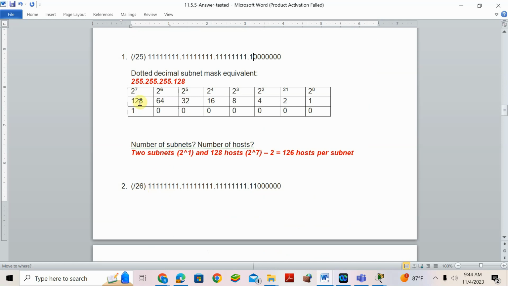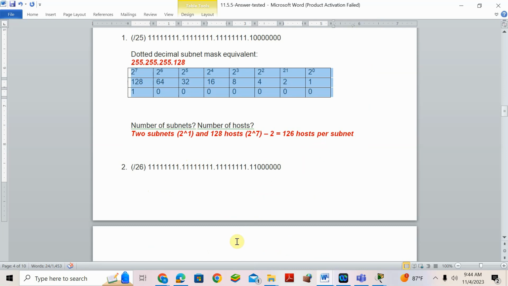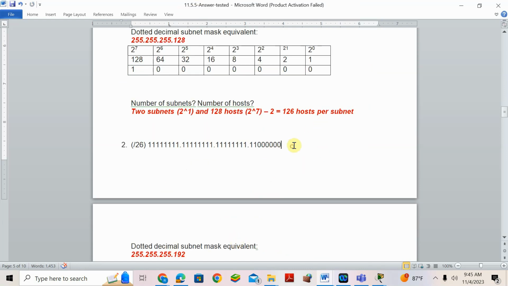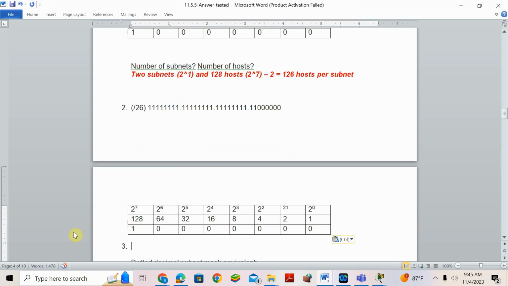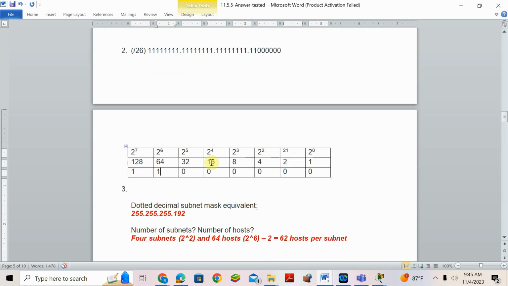Now 26. 26 means what will happen? The same table I'll copy paste. 26 I will copy paste here. For 26 what I need is 24 plus 2. Okay, so already 1 is taken, 25. Now one more will take 26. So what is the decimal value? 128 into 1 plus 64 into 1 plus all 0. So 128 plus 64, 192. This is the new subnet mask.